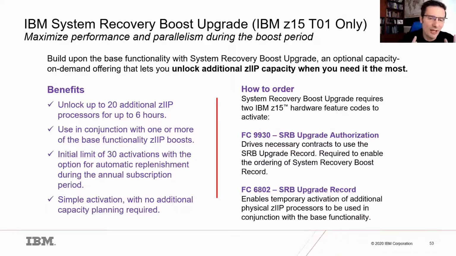There's another thing that is a charged feature for this. By ordering these two feature codes shown on the right, you can avail yourselves of what we refer to as the System Recovery Boost upgrade, which is only available on the larger T01 machine. This one will allow you to unlock additional capacity when you need it the most. And it is just like how other capacity on demand (COD) offerings work. It gives you extra horsepower for a limited amount of time.